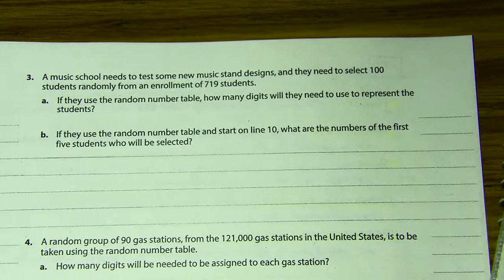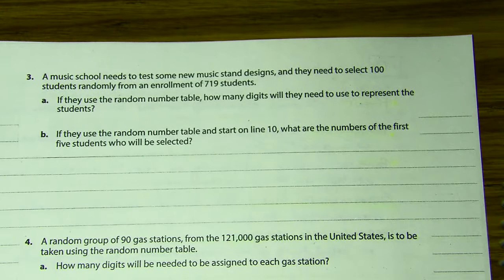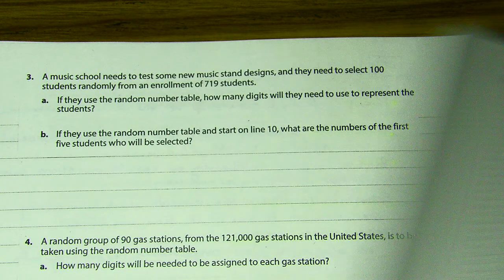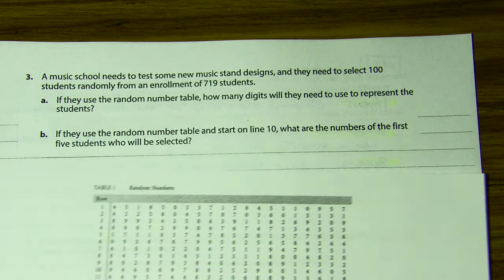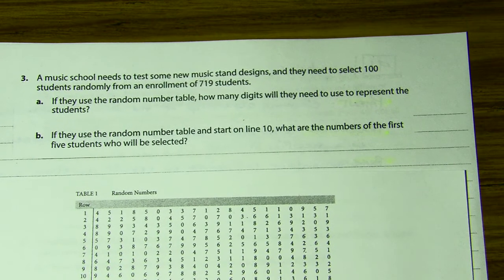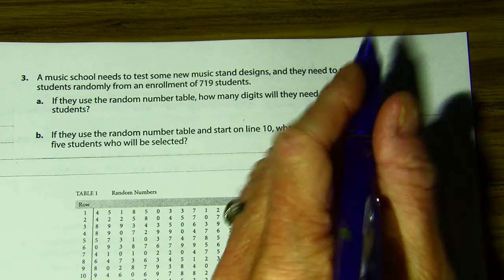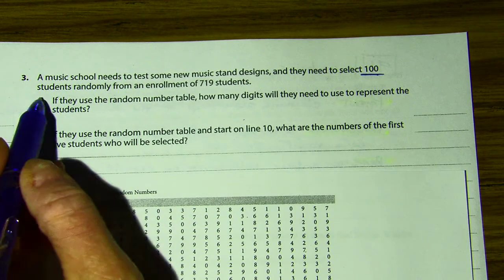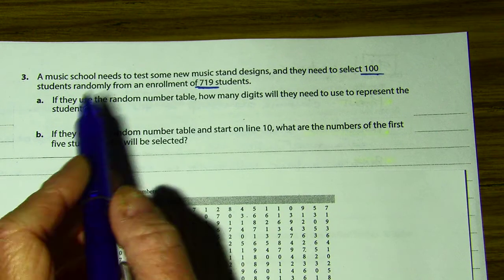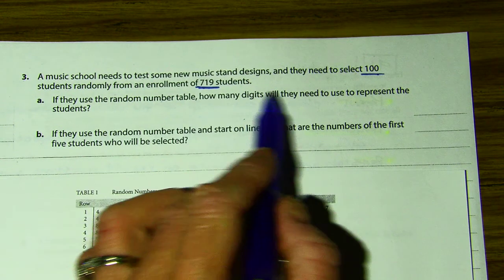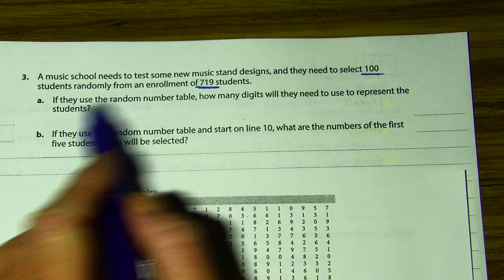All right. Number 3. So teaching you how to use this chart they gave you. It was the random number generator. You have one in your book. I have a smaller one here. A music school needs to test some new music stand designs. They need to select 100 students randomly from an enrollment of 719. So if they use the random number table, how many digits will they need to represent the students?